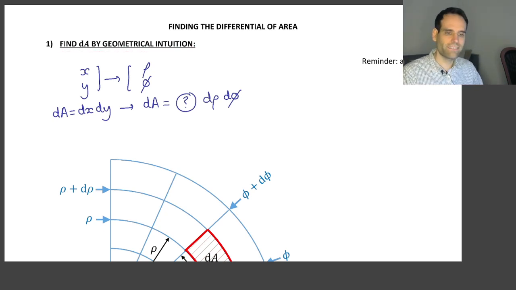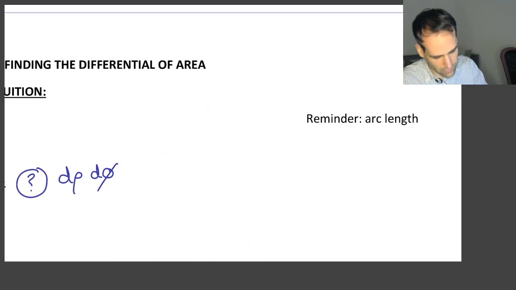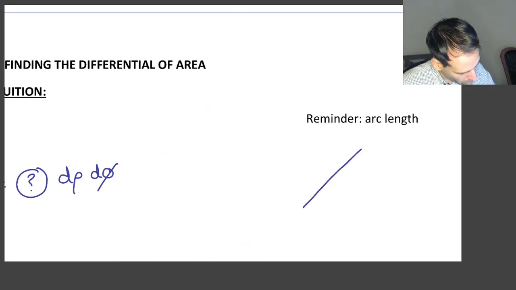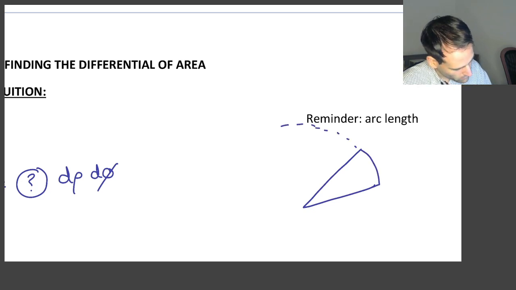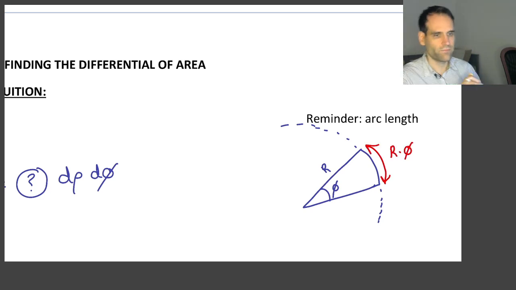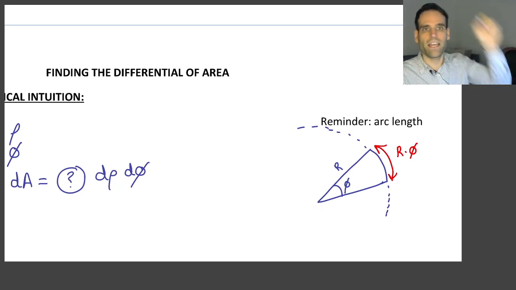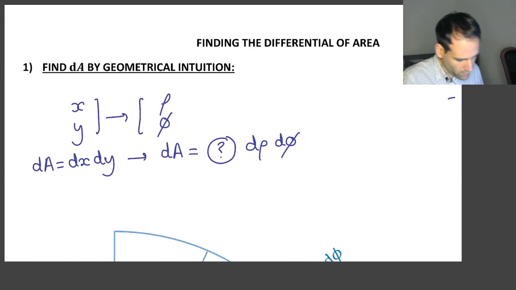So I did it very fast in the previous video, so I'm going to do it a bit slower now, more clear. Just a quick reminder, do you remember the arc length? If you have a part of a circle of radius r, and you have an angle phi here, the length of this curve is equal to r times the angle. This is a general rule of mathematics. That's why the circumference of a circle is 2 pi times r, because the angle is 2 pi.